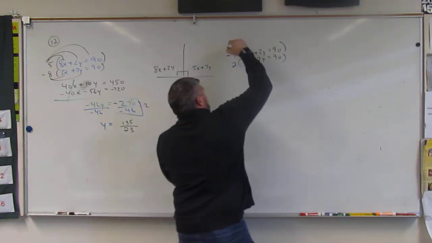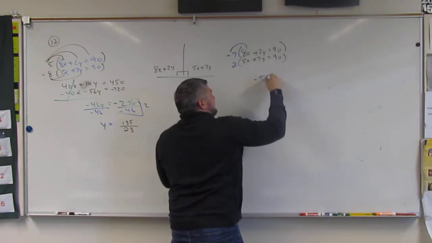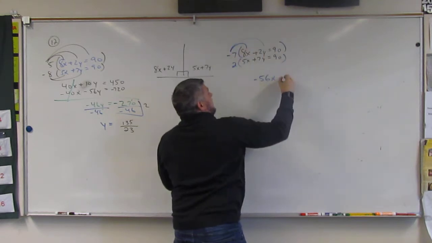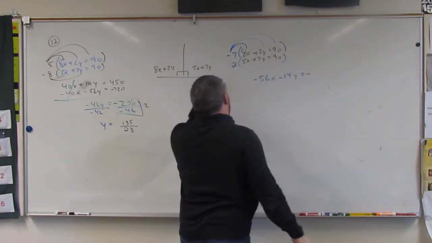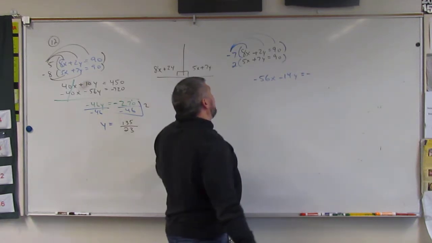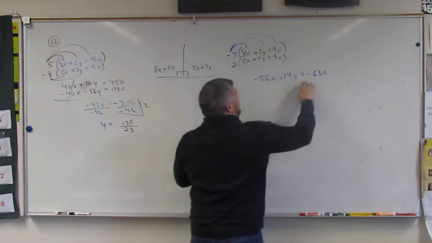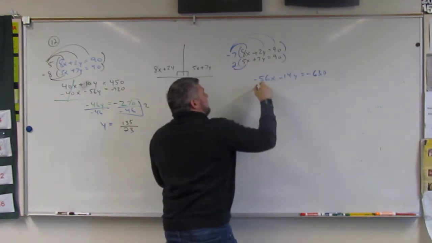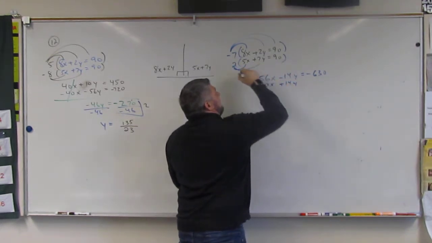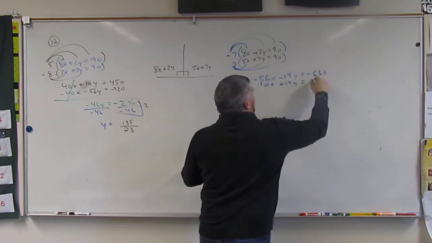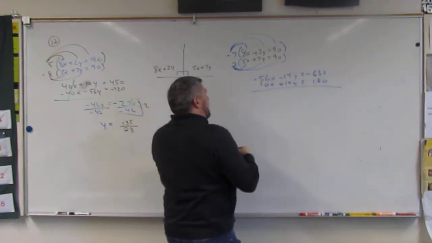Alright, so in this case I'm going to go, so that's 56, negative 56, and negative 14, and negative 63. Is that right? Okay. So then negative 630, so 630. And then that'll be 10, and that would be plus 14, and that would be 180, right?